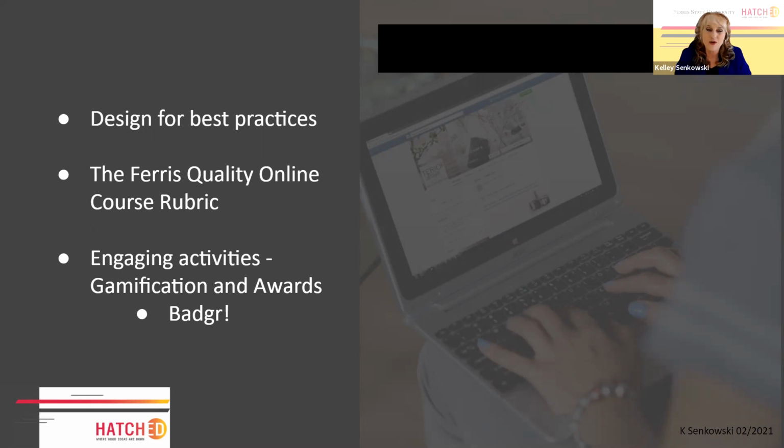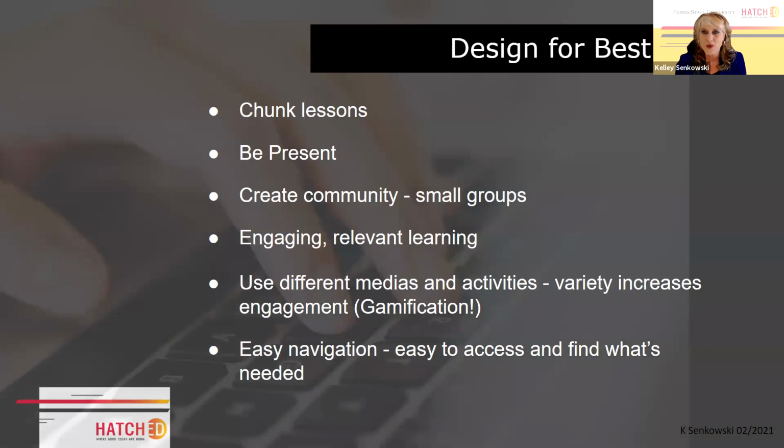To start, I want to make sure I'm covering the three big parts of my presentation. The overview would be designing for best practices, what kinds of things you want to make sure your course has. Then we also have a Ferris Quality Online course rubric. And then I'm going to talk through some engaging activity ideas, but the big one is the gamification and awards based using Badgr, B-A-D-G-R. First of all, we want to make sure that our course has quality design components in it. We have a rubric that has many items, but I'll touch on a few of the big ones.